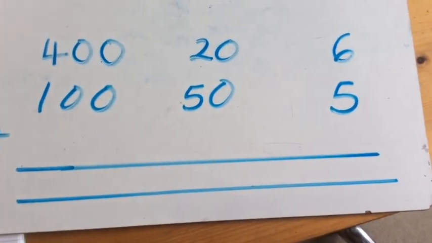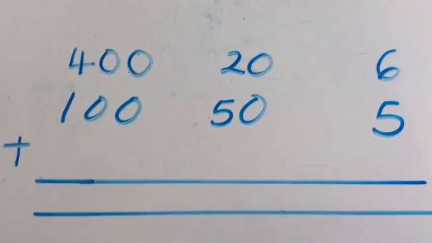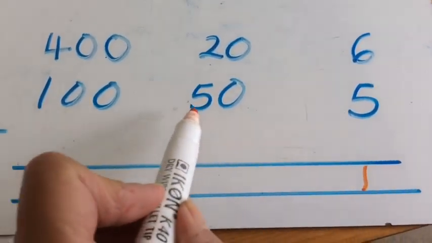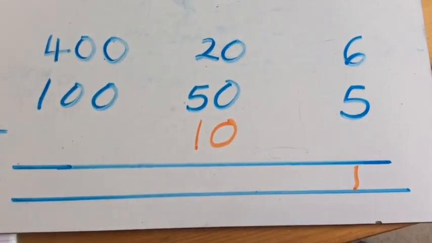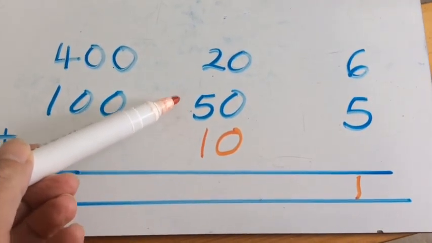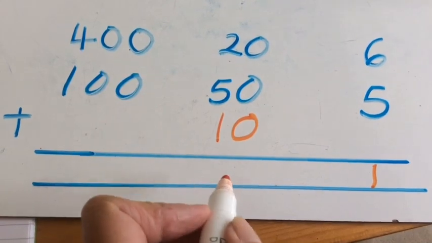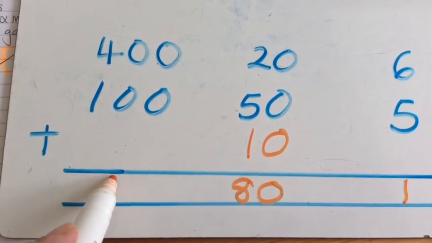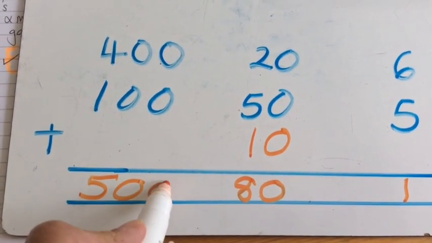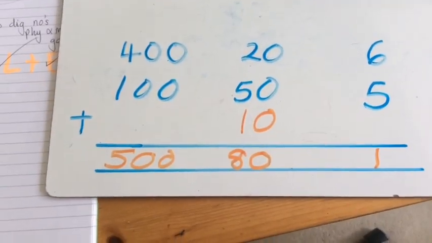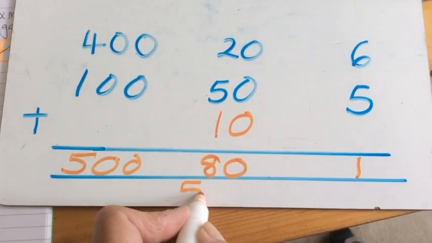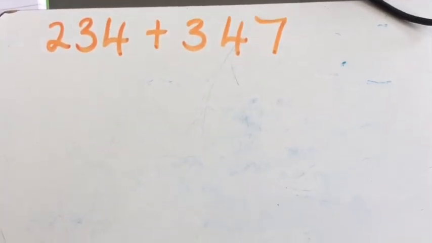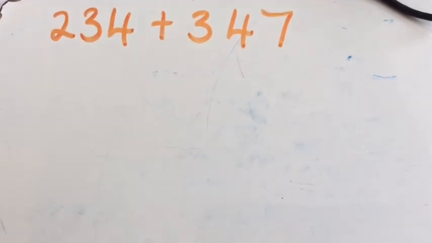So 6 and 5 is 11, isn't it? Now with this method, you'd put your 1 there, but it was 11, wasn't it? So you're adding another 10 in this column. Now add up the 10s. I'd start with a 50, 60, 70, 80. And 400 and 100 is 500. So your answer would be 581 if you recombine.